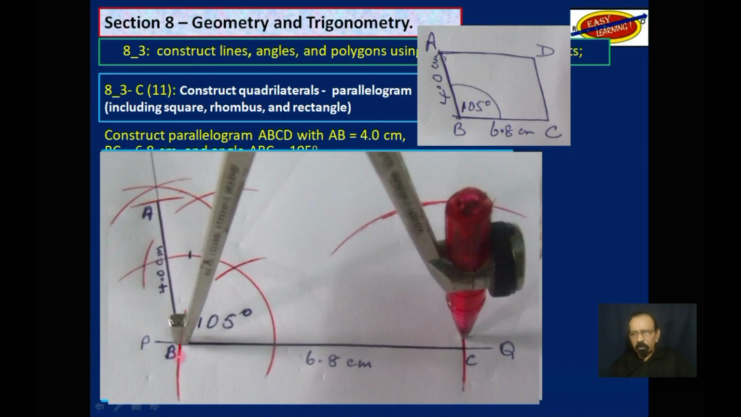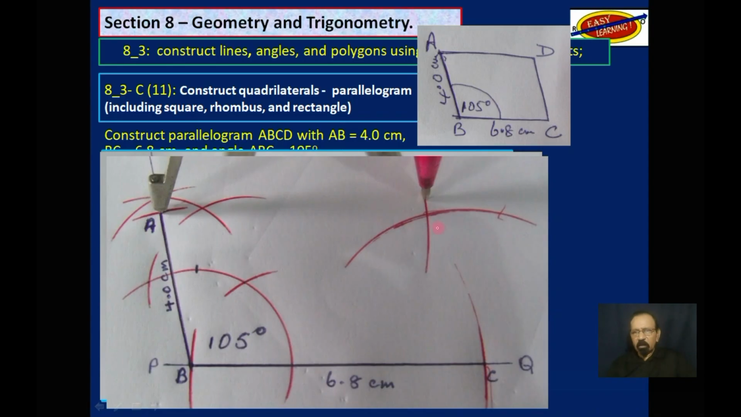And then you open your compass from B to C, place the metal point at A, and make an arc up here to cut that first arc that we did. So this is what you get.